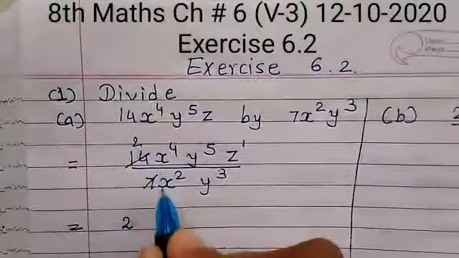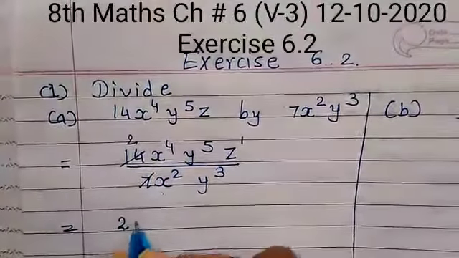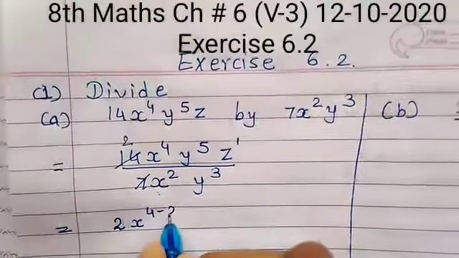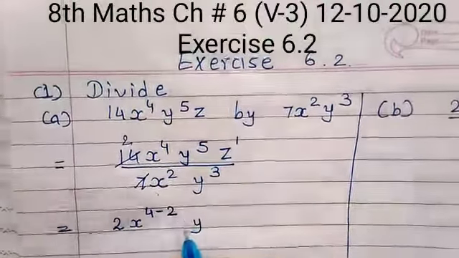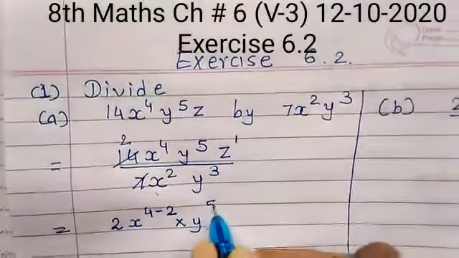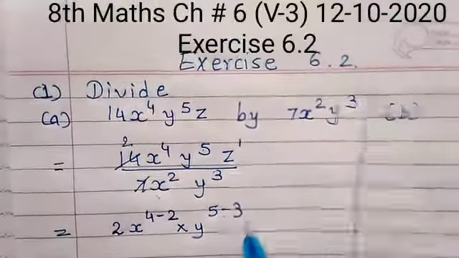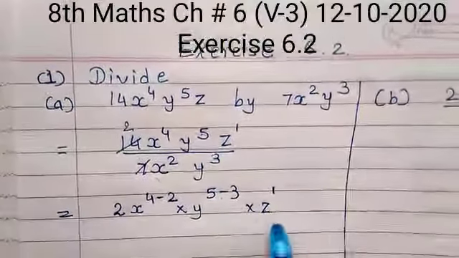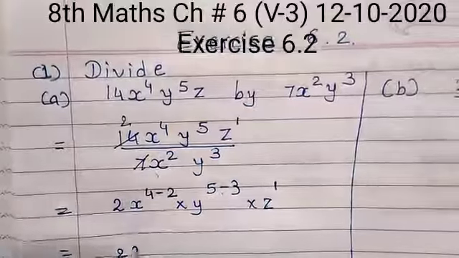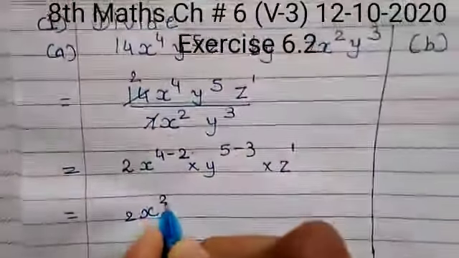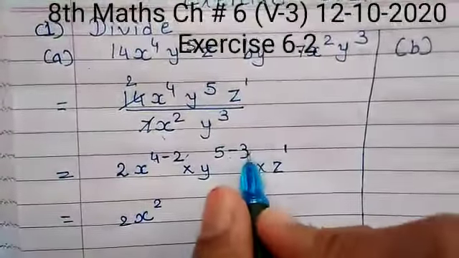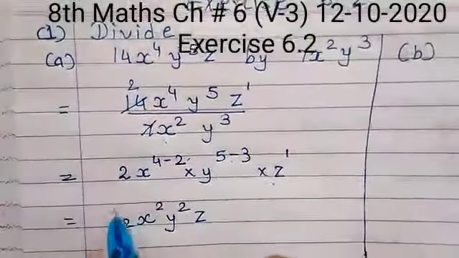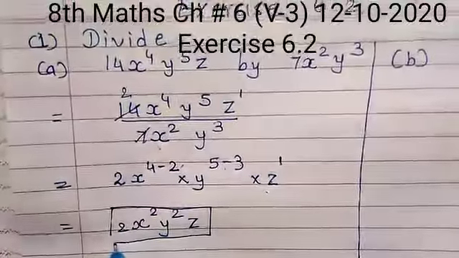2. Now we will deal with the variable x. So what will become? x raised to 4, it is division, so we will go for the subtraction of the power. Now y raised to 5 is there and downside 3 is there, so 5 minus 3, into z, only 1 is there, so we will not do anything else, right? So 2 x raised to 4 minus 2 is equal to 2, y 5 minus 3 is equal to also 2, and z raised to 1 means z remains as it is. This is our final answer.